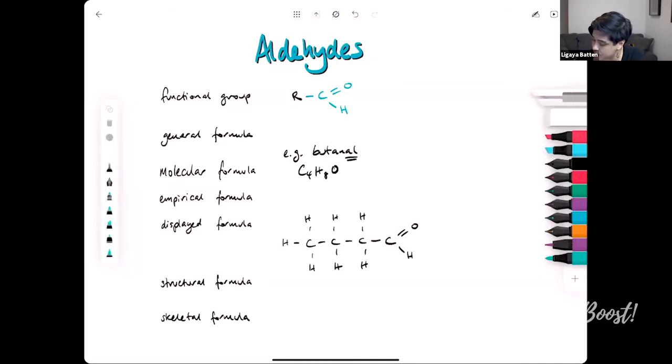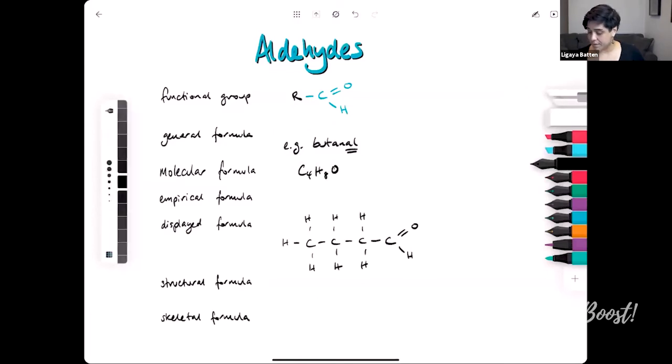Okay, so we can see that's its molecular formula. Empirical formula would be the same as the molecular formula because we can't divide that O into anything. And then the structural formula, again, just be careful of how you're showing the chain, not to show too many carbons, but making sure to show that O at the end. So you're going to have 1, 2, 3, 4 carbons, the double bond O at the end here.